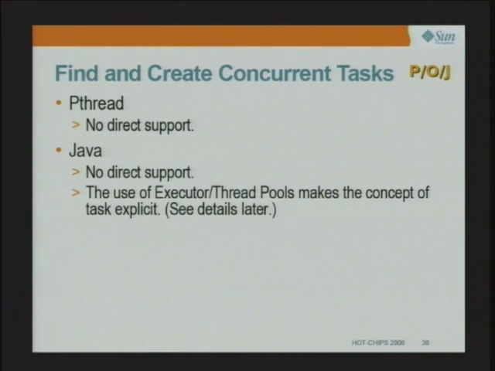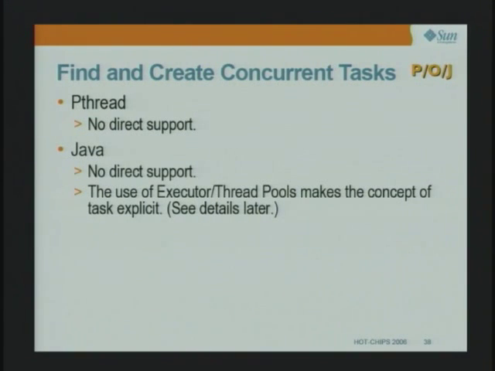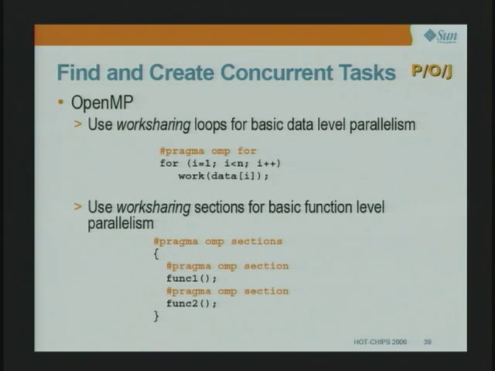So for the language, pthreads, there's no direct support. The language cannot help you to find and create concurrent tasks. Java, also no direct support. But if you use the executor or thread pool, then the concept of tasks will force you to think in terms of tasks. For OpenMP, it doesn't help you to find the concurrent tasks, but it has some pragma constructs that make it easier to specify tasks. For example, if you want to do loop level parallelism, you can say OMP for. If you want to do functional level, you can use sections. So each one will create a task.